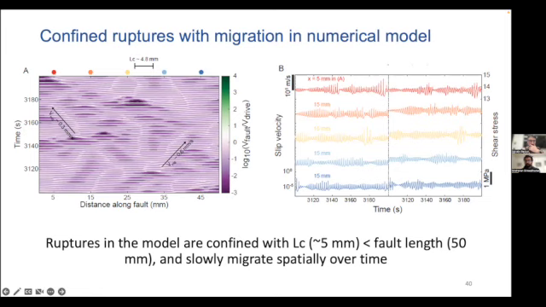So if we believe that this is what is going on in the lab experiments as well, what this implies is that even the smallest lab faults are not necessarily rigid slider blocks and may be fully capable of hosting confined ruptures under certain specific conditions, which I think is really neat.